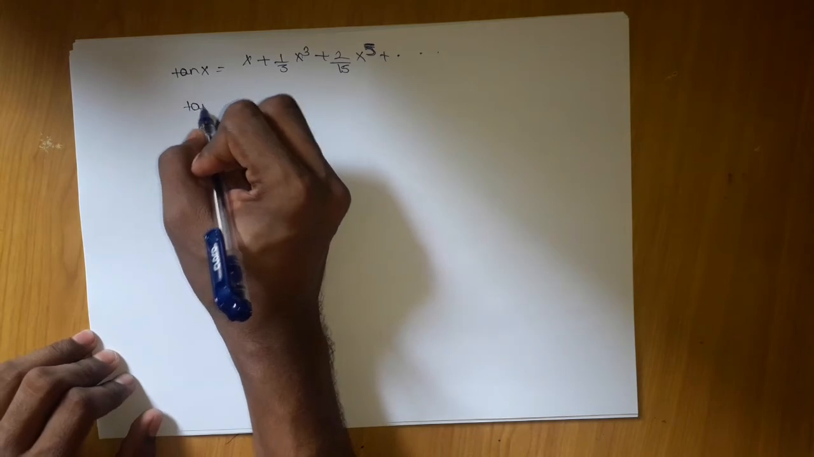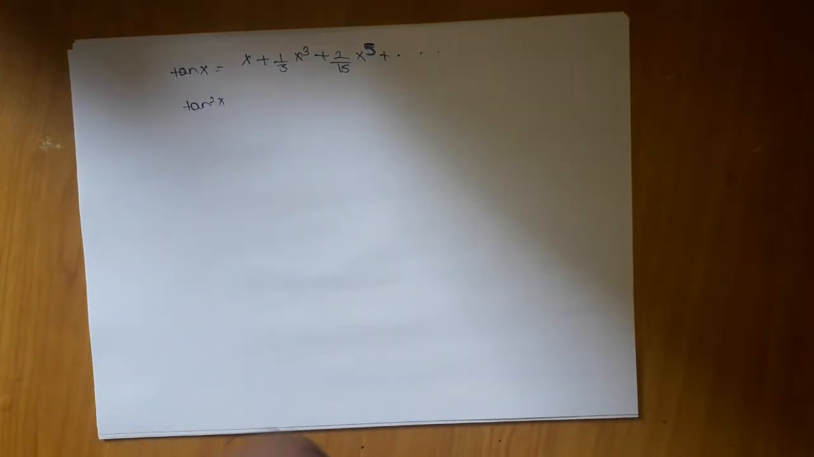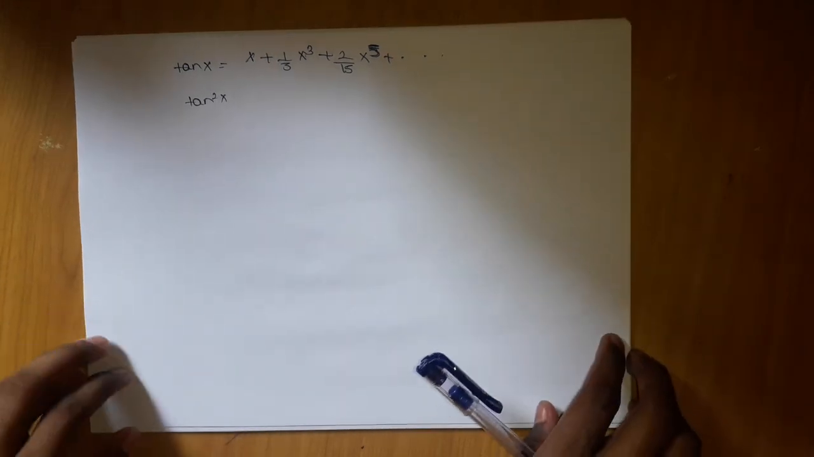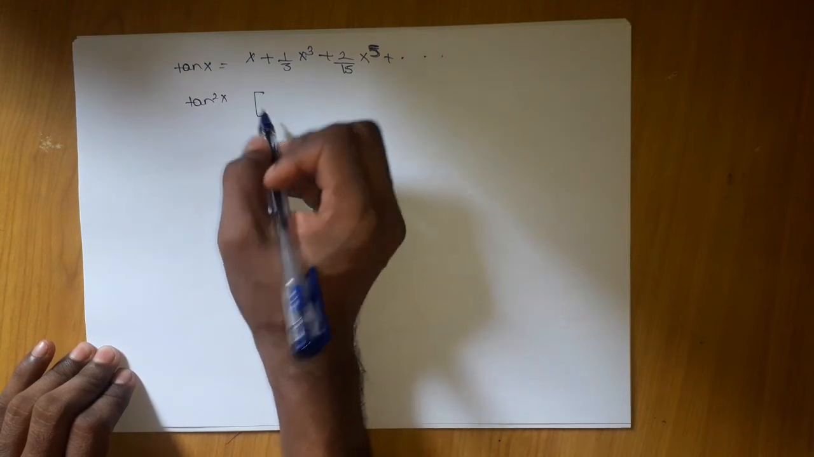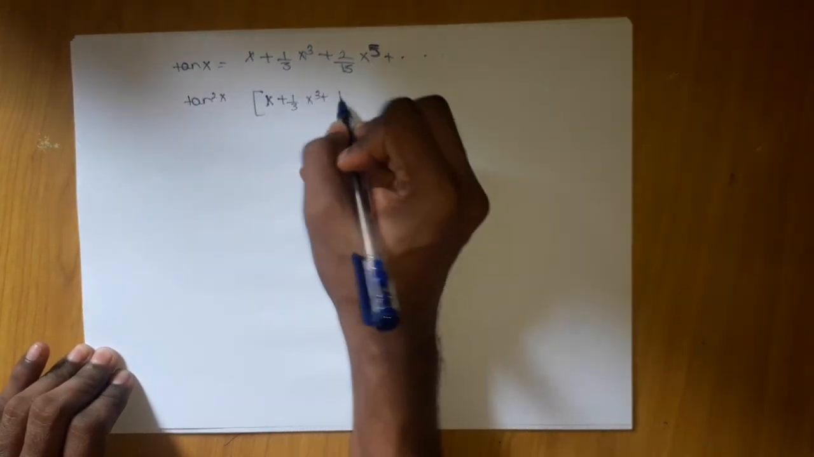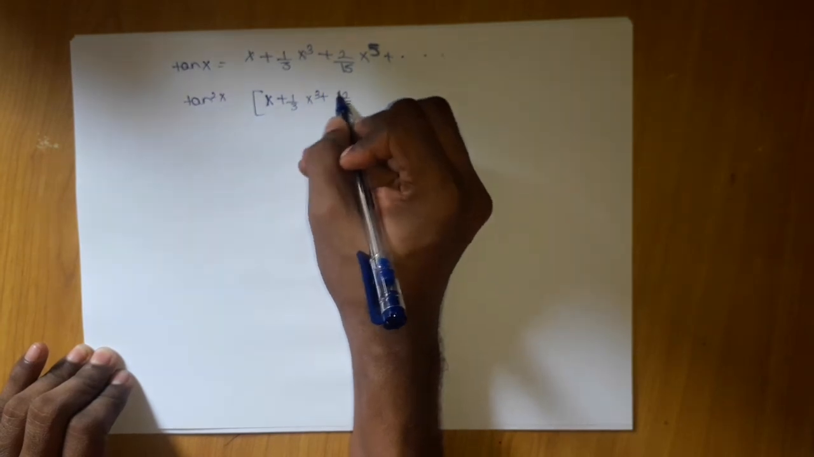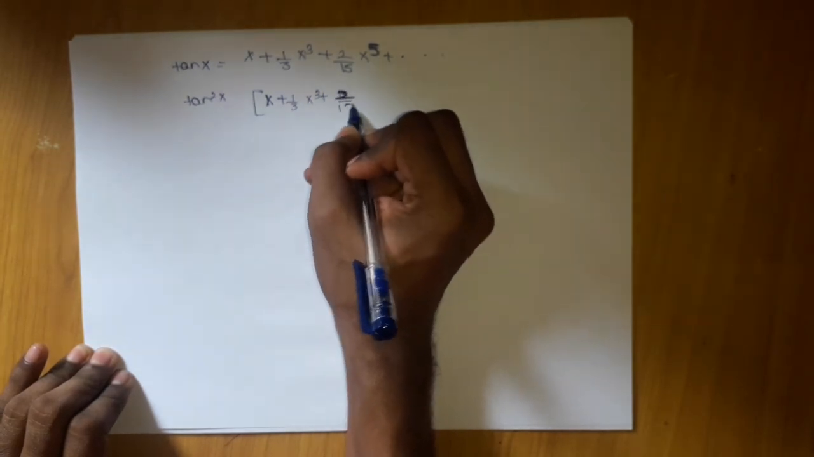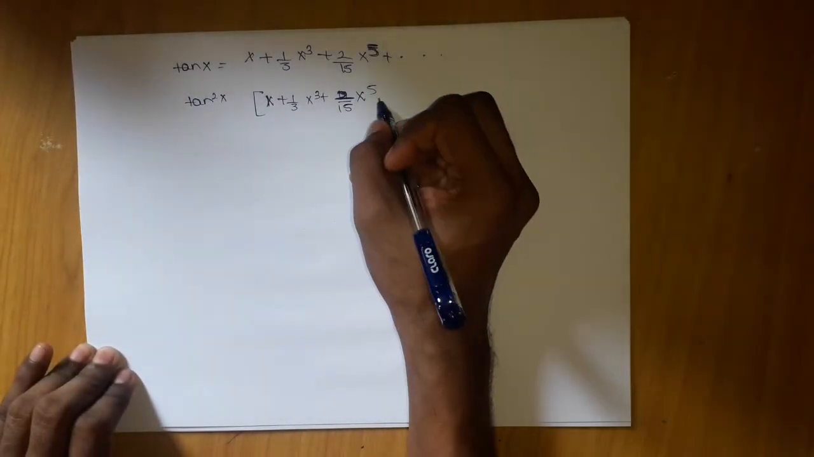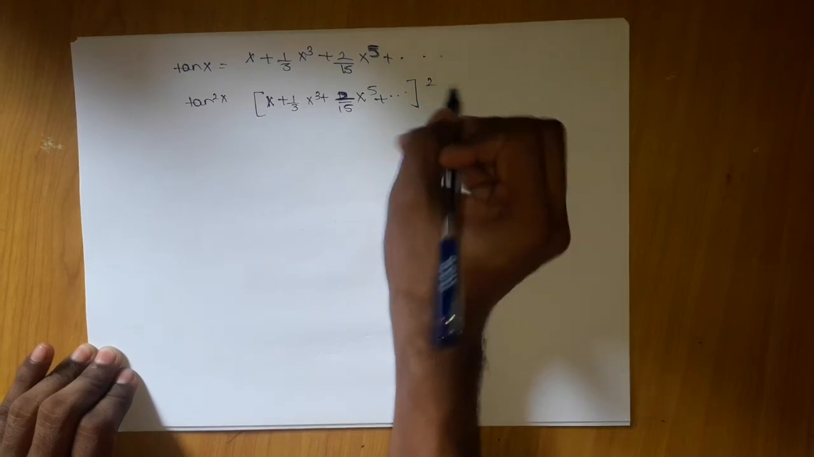Now my question has tan square x, so I will find the tan square x expansion. How will I find it? The tan square x expansion will be x plus 1 by 3 x cube plus 2 by 15 x raised to 5 plus and so on, the whole square.